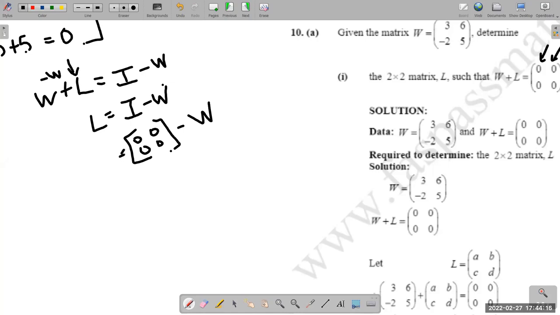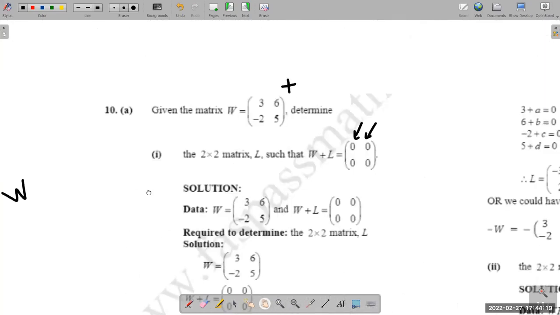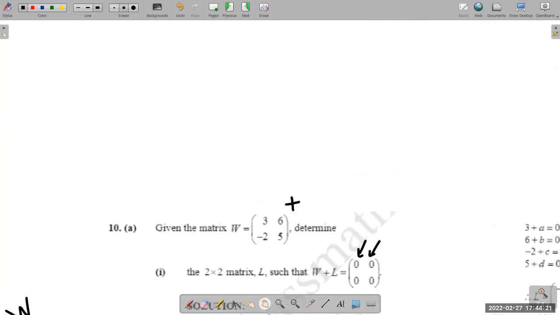But I ain't going through all of that. We don't have time to waste. So let's see if we're thinking. Let's see if we could look at this and come up with L without calculating. What can I do to 3 to get 0? What element do I apply to 3 to get 0? What do I add to 3? What do I subtract from 3 to get 0?